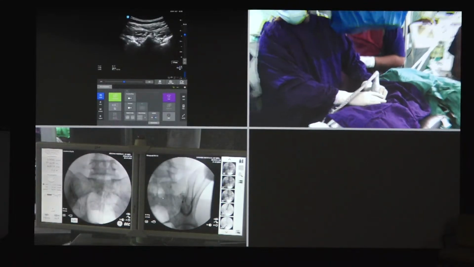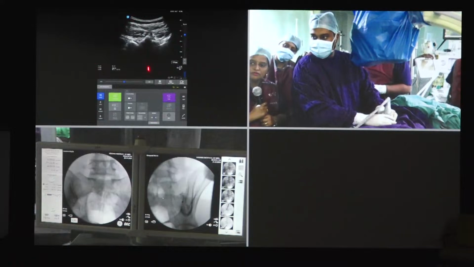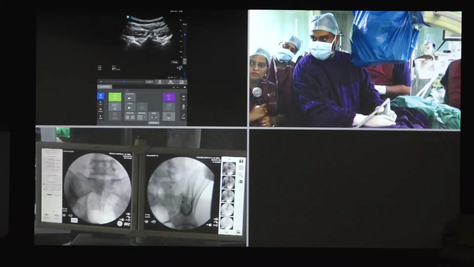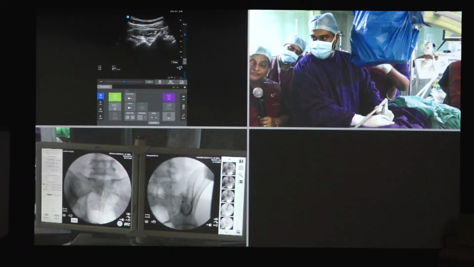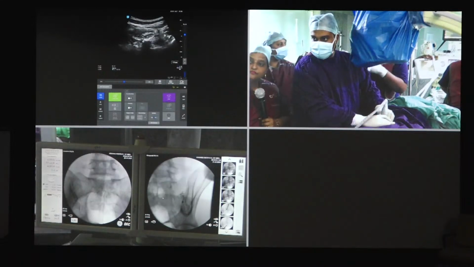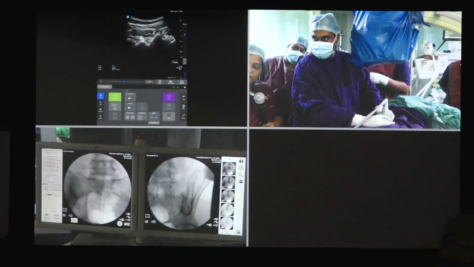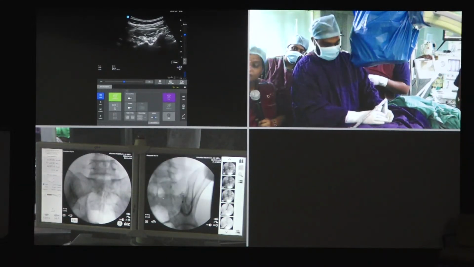So right now this is the medial sacral crest, the pointy thing what you are seeing, and I'm coming to the left side. So this seems to be the S1 foramen.